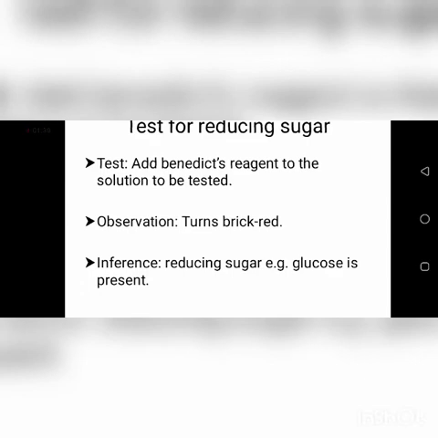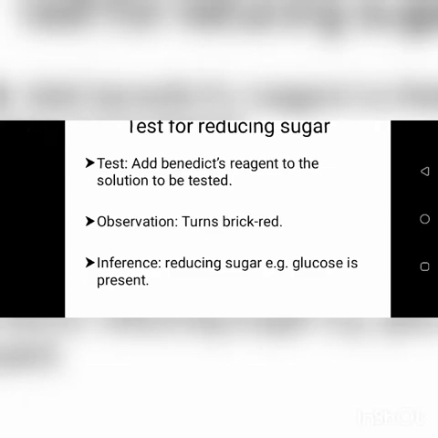The next one is the test for reducing sugar. Now, you know that the monomer we get when starch is broken down is glucose. Our body cannot utilize starch in that form. It needs to be broken down through the process of digestion to glucose. So how can we test for glucose? And glucose is a reducing sugar. This is not starch again, this is glucose. How can we test for glucose?